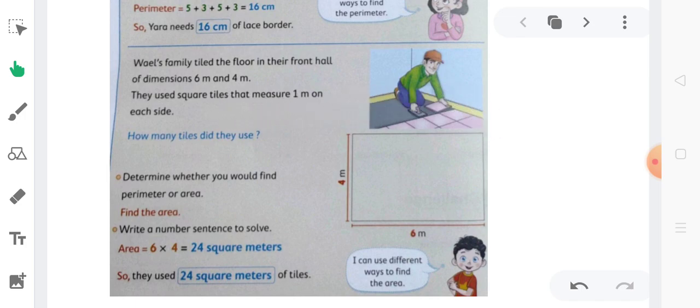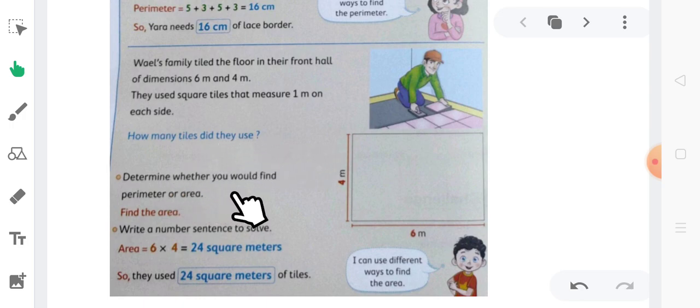I'm covering the area, covering inside the room or the floor. So I'm counting the square units, so I'm talking about the area. They use square tiles that measure 1 meter on each side. How many tiles did they use?